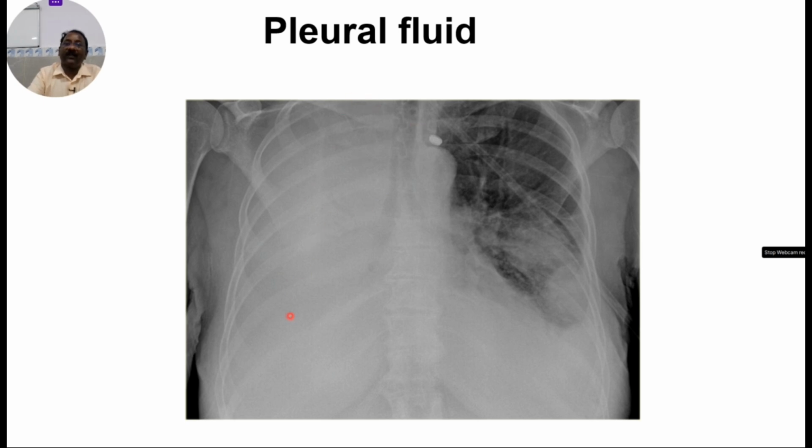What could be the cause for this pleural effusion? Is it tuberculosis? Could be malignancy. So what are the points to say it is a malignancy? See here, these two are big masses. So this could be a malignant pleural effusion.